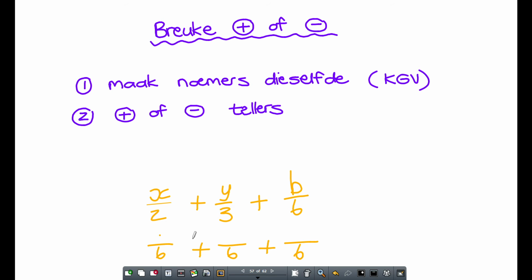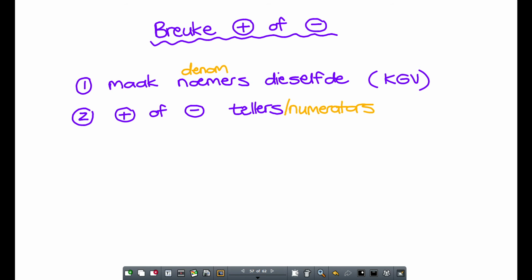And then I can go and start adding those numerators. I always mix the two with the English. Numerators. Denominators. Let me just write it there for you. Okay, are you ready? Let's do an example. Anyone still copying? Okay.